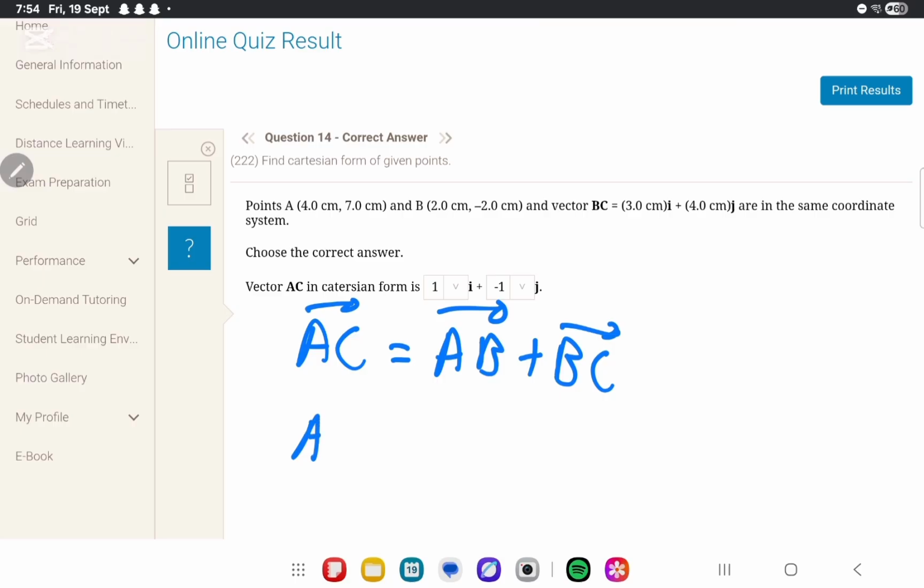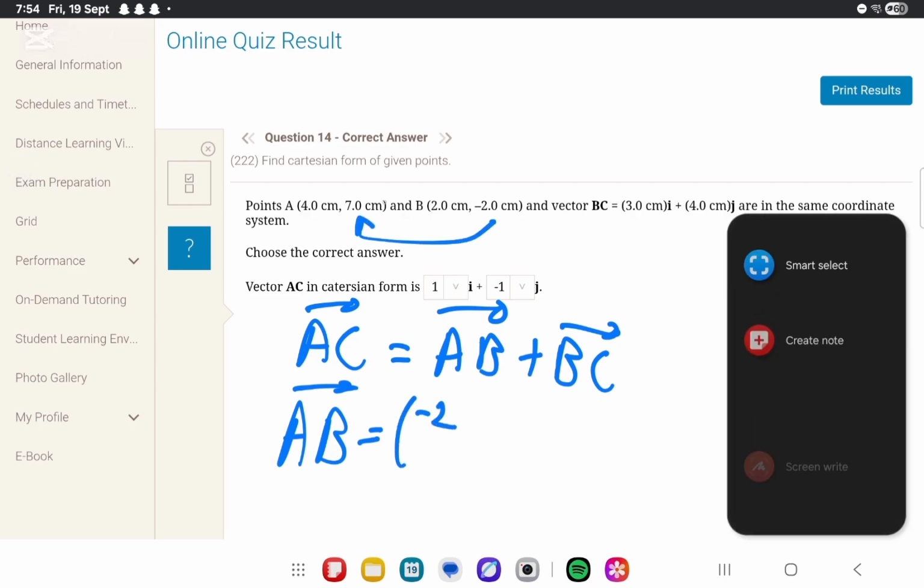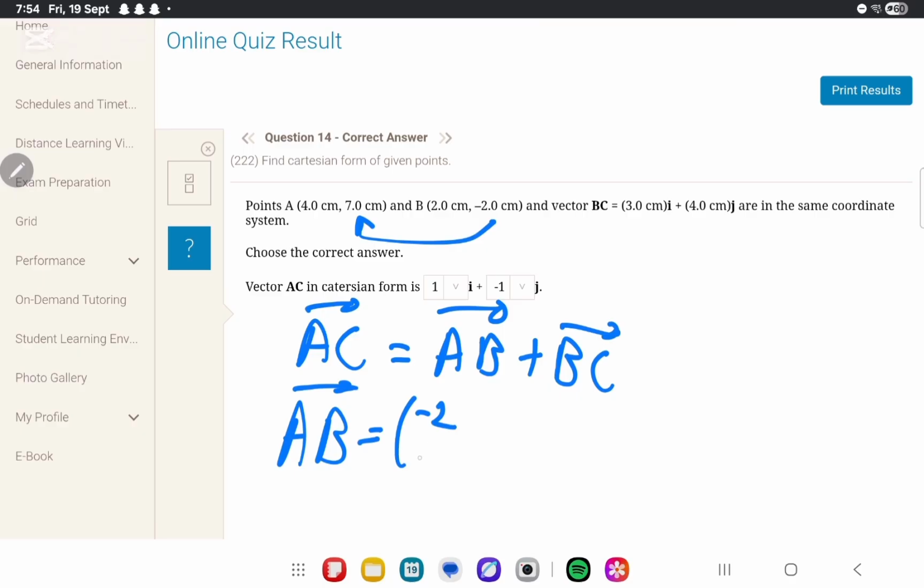So AC, let's find the vector AB. Vector AB is B minus A, right? So 2 minus 4, negative 2, and 2 minus 7, negative 9. Okay, this is my vector AB, right? I did the addition mentally, you can see. 2 minus 4 is negative 2, 2 minus 7, negative 9. Plus, you can trace it back mentally.